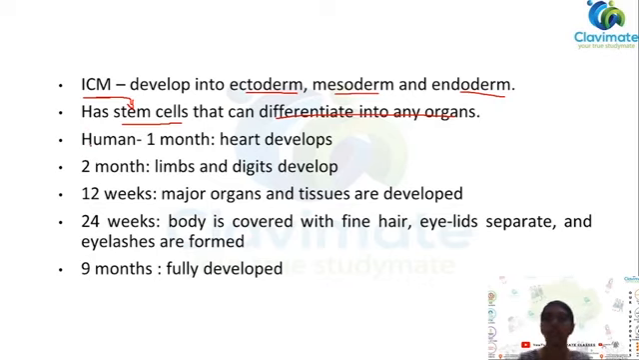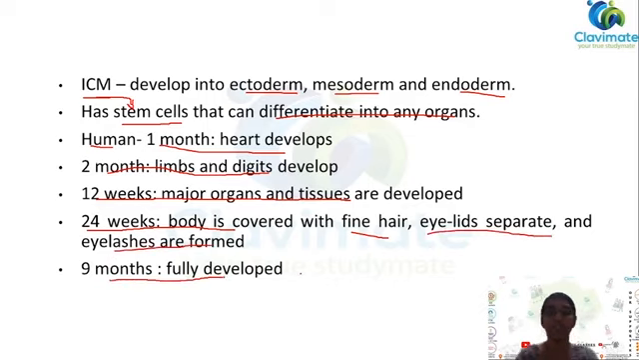For humans, at 1 month the heart develops, at 2 months limbs and digits develop, and by 12 weeks major organs and tissues are developed. At 24 weeks the body is usually covered with fine hair, eyelids separate and eyelashes are formed. At 9 months they are in a fully developed form.